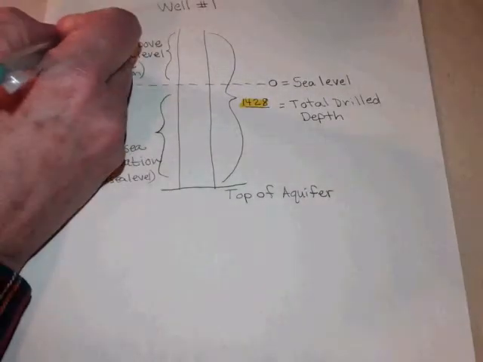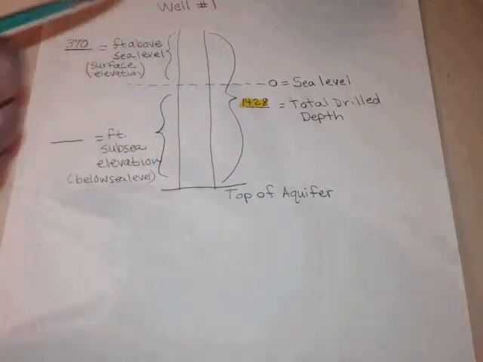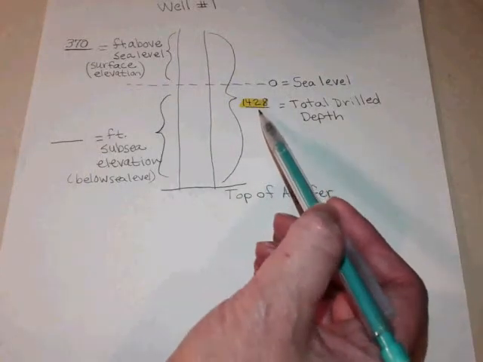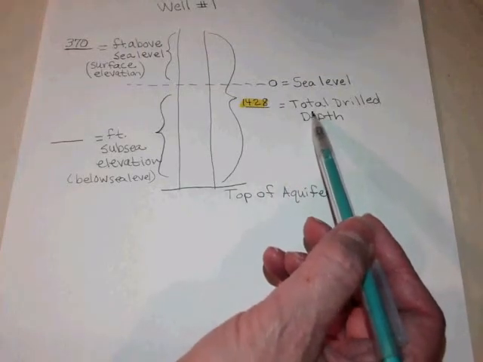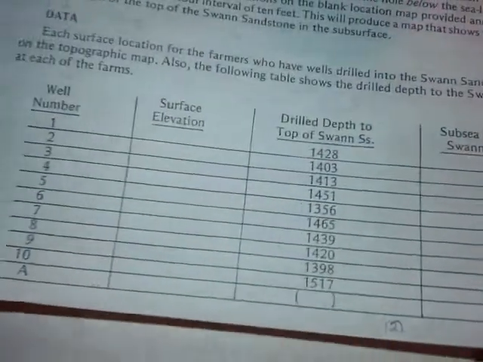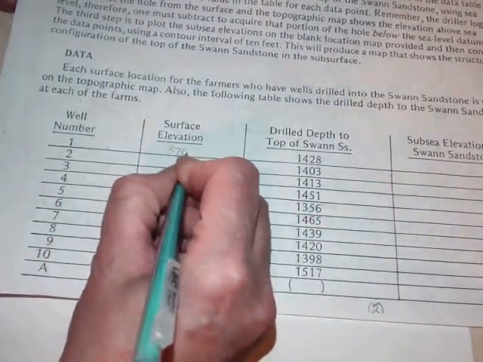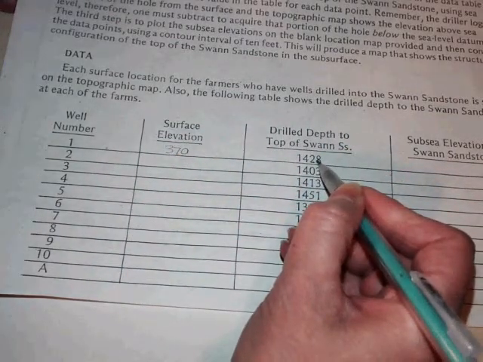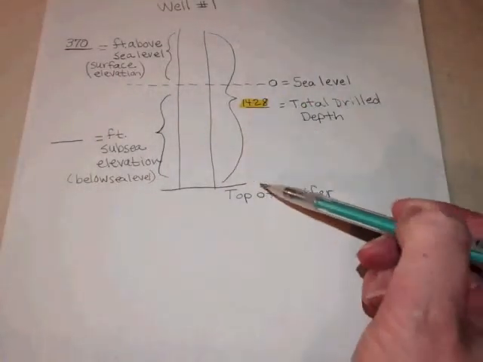So 370 feet, okay, is my well 1. Remember, we are working on well 1 here. From the data table, as you recall, that was 1428, the total drill depth from that center column. All right, so surface elevation would be 370. Okay, total drill depth to the top of the aquifer, that's given.